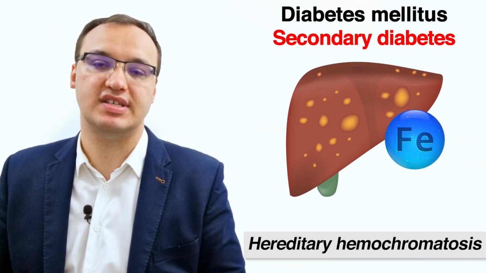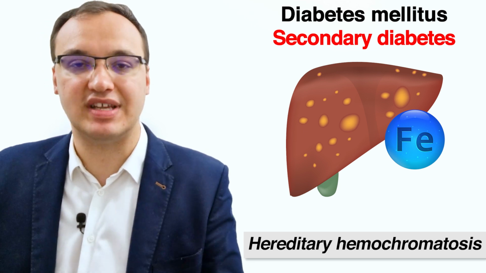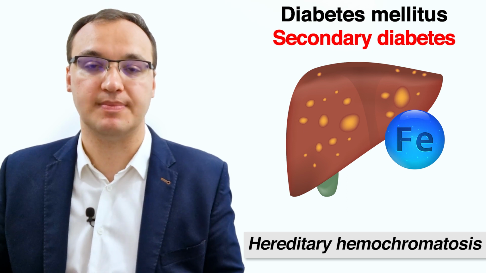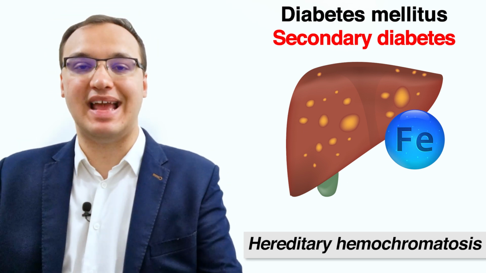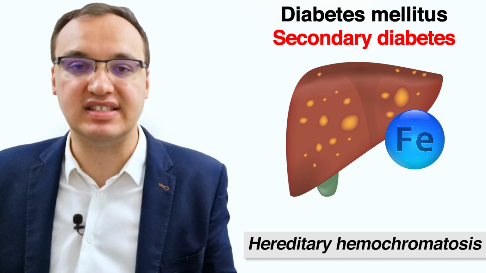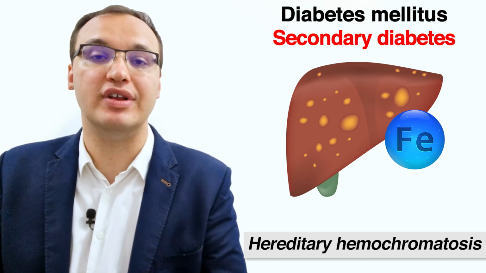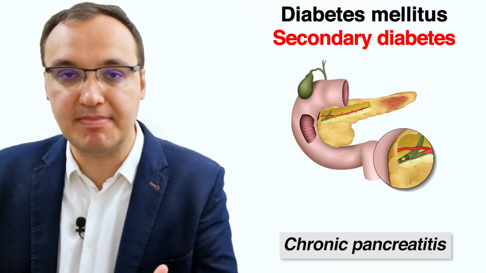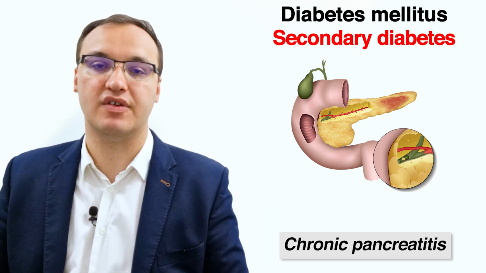Hereditary hemochromatosis is another disorder that affects the pancreas, and at diagnosis up to 50% also have diabetes. In hereditary hemochromatosis, the body absorbs too much iron from the diet, and the excess iron is stored in the body's tissues and organs, particularly the skin, heart, liver, joints, and the pancreas. And chronic pancreatitis can also lead to diabetes. Chronic pancreatitis is a long-standing inflammation of the pancreas.